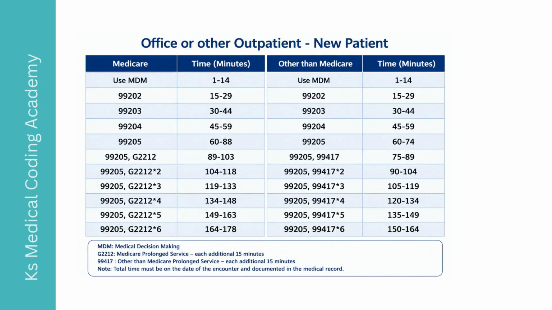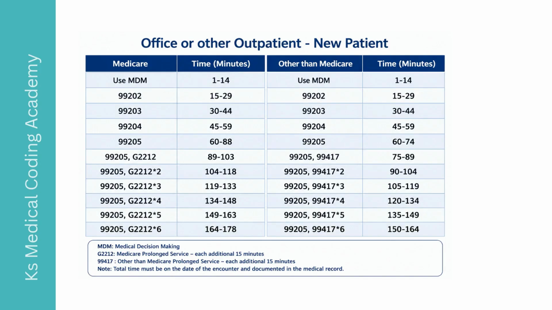If the total time exceeds 88 minutes, report HCPCS code G2212 for each additional 15-minute increment. For other than Medicare, code 99205 covers 60 to 74 minutes. Once the time exceeds 74 minutes, report CPT add-on code 99417 for every additional 15 minutes. Always remember that G2212 is used for Medicare, while 99417 is generally used for commercial or other non-Medicare payers.